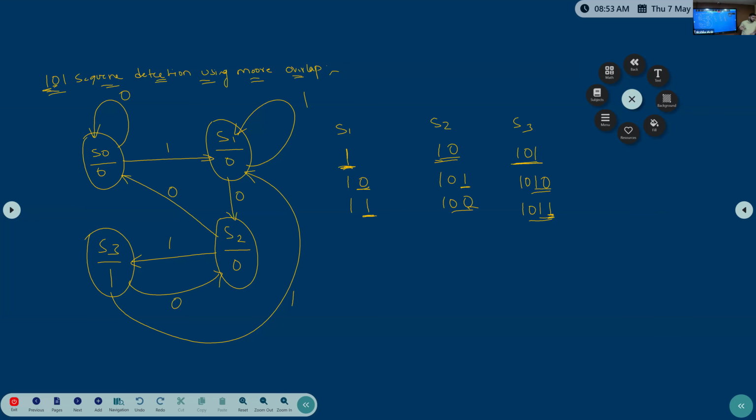Clear? Simple. If you are able to draw this state diagram, the state table is very easy. Someone will ask, what is the state table of this one? Simple. What you need to do? Present state, input, next state, output. That's it, right? Present state, input, next state, output. What is the present state we are getting?